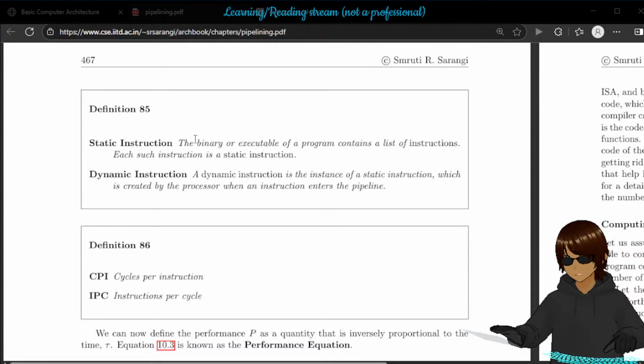The static instruction: the binary or executable of a program contains a list of instructions. Each such instruction is a static instruction. The dynamic instruction is the instance of a static instruction which is created by the processor when an instruction enters the pipeline.